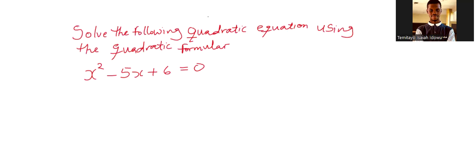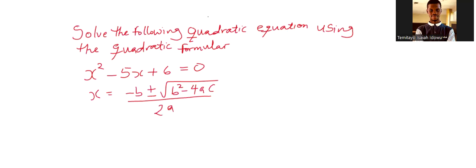Recalling our quadratic formula, we know that the values of our x will be equals to minus b plus or minus square root of b squared minus 4ac over 2a.